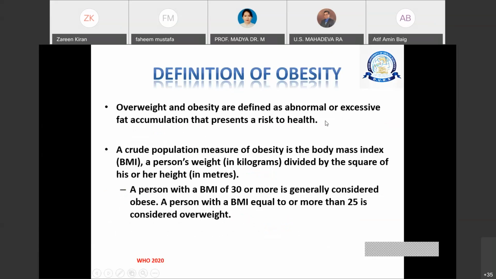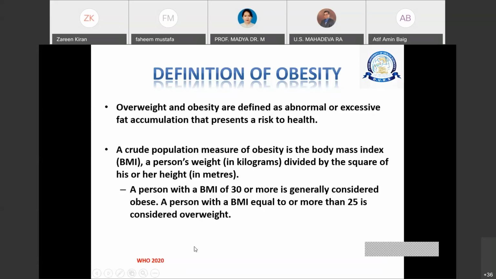A brief definition by WHO regarding overweight and obesity: they are defined as abnormal or excessive fat accumulation that presents a risk to health. A crude population measure of obesity is the body mass index, the BMI, which is a person's weight in kilograms divided by the square of their height in meters. A BMI of 30 or more is generally considered obese, and equal to or more than 25 is considered overweight.